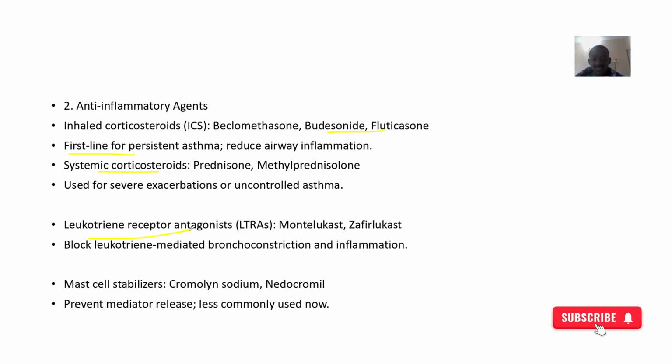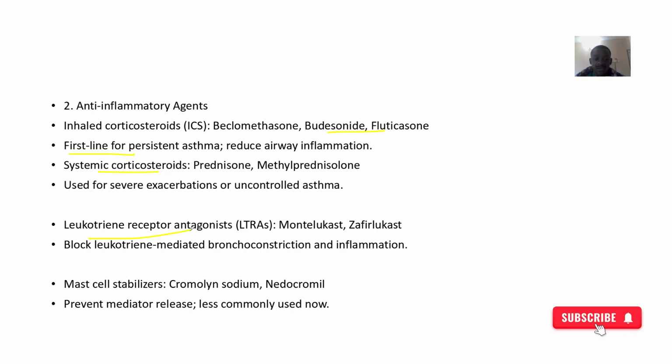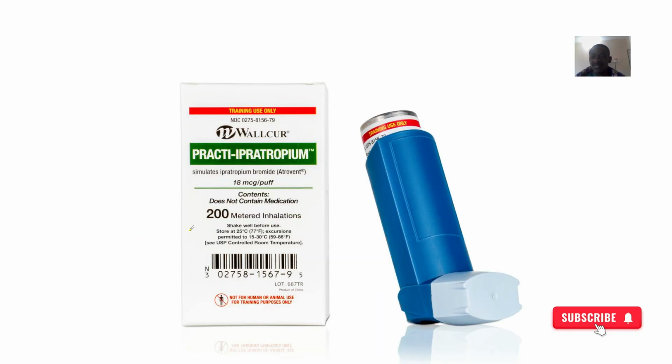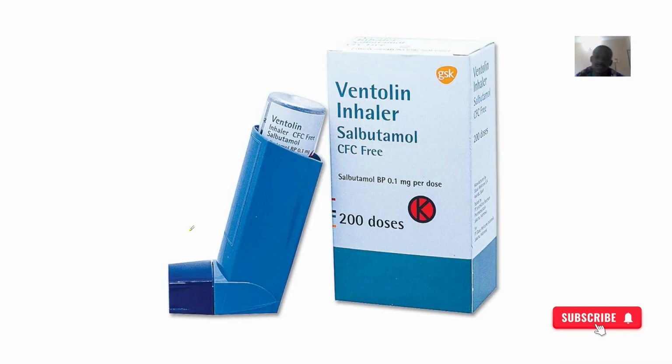Then the mast cell stabilizers like cromolyn sodium and nedocromil. For biologics, we have drugs like omalizumab for allergic asthma. We have mepolizumab, reslizumab, benralizumab, and dupilumab. All those ones are basically to what? Calm down your immune system. If your immune system is hyper reacting, calm it down.